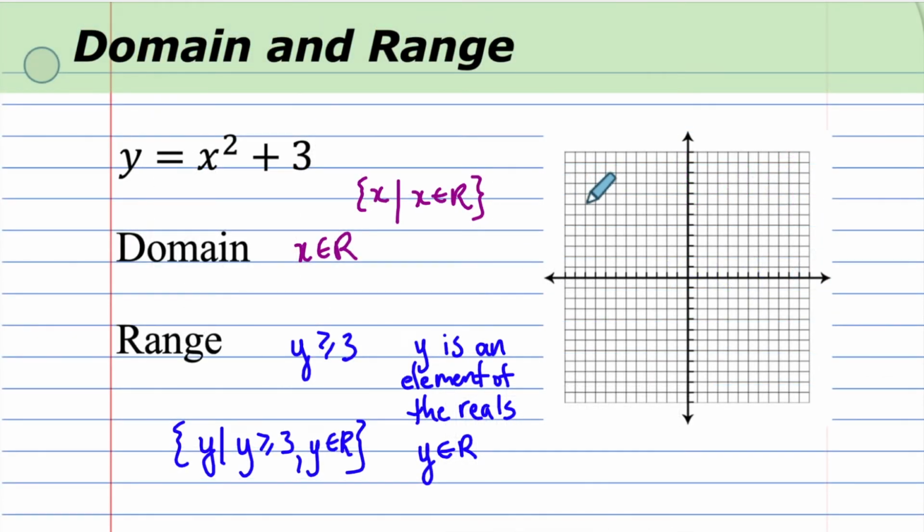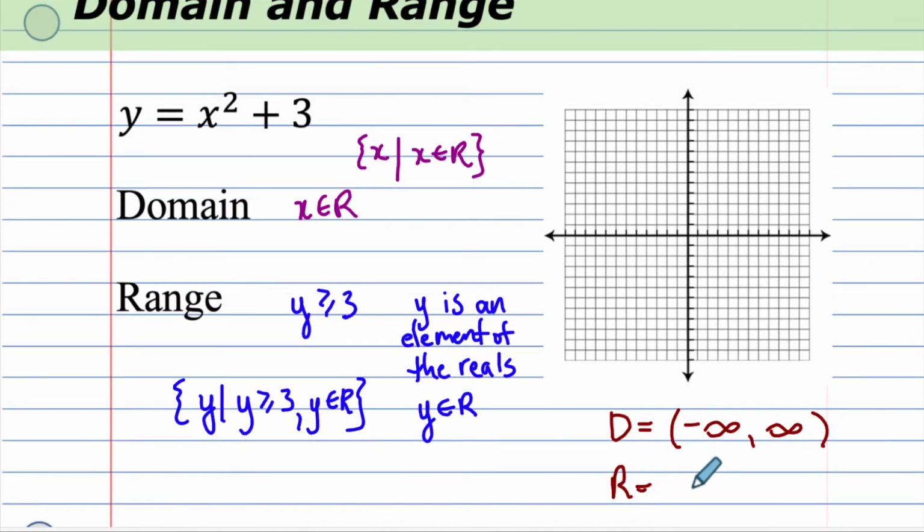Now let's look at interval notation for each. The domain for interval notation would be, it's quite simple. We include -infinity, comma, infinity, round bracket. This goes on forever, so we use a round bracket. And the range for interval notation would be we include 3 and then we go to infinity, round bracket. Include and then round bracket goes forever.